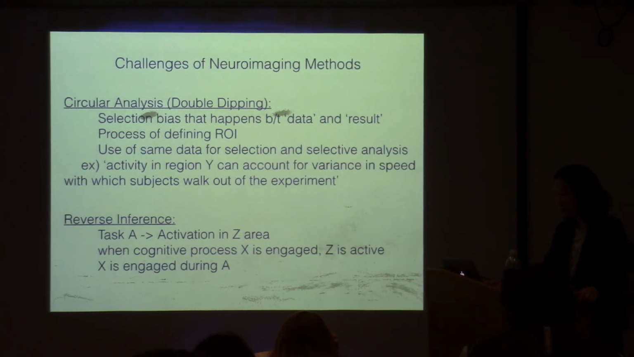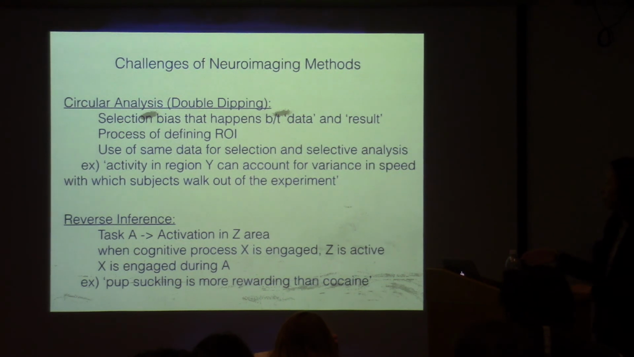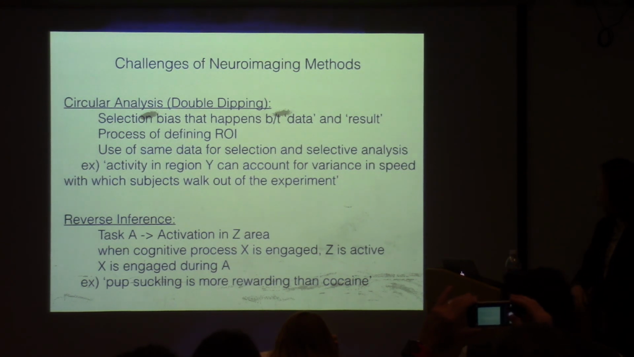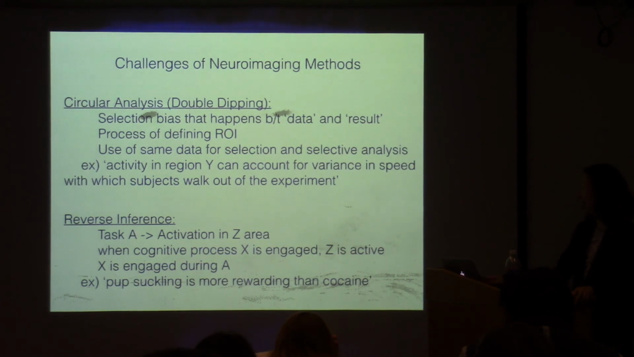And based on using reverse inference, we can make some weird statements like pup suckling is more rewarding than cocaine, which is actually a quote from a paper. So they're assuming that the area that they see in response to pup suckling in mice is responding to the same cognitive process that they see when the mice are exposed to cocaine.